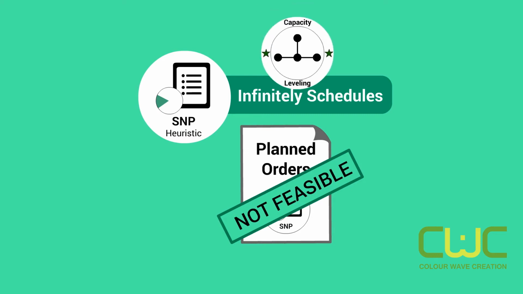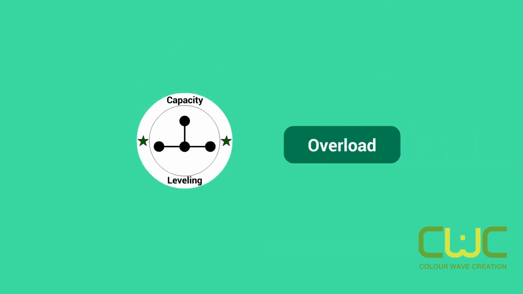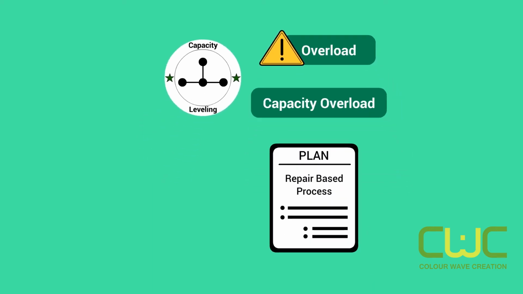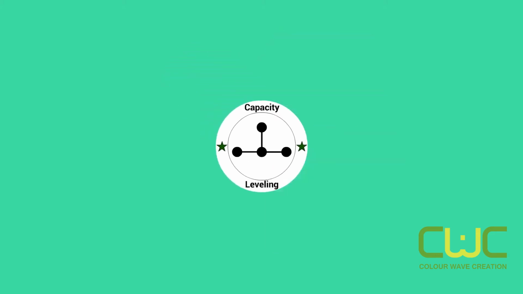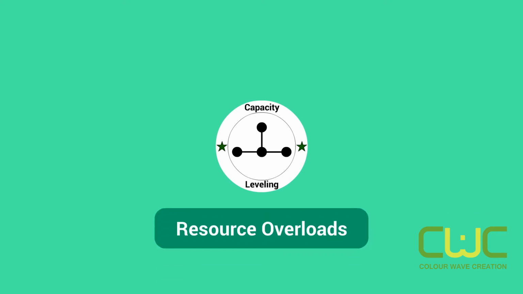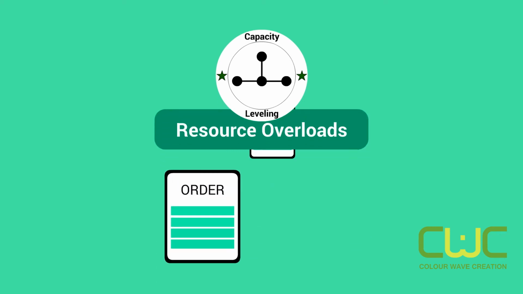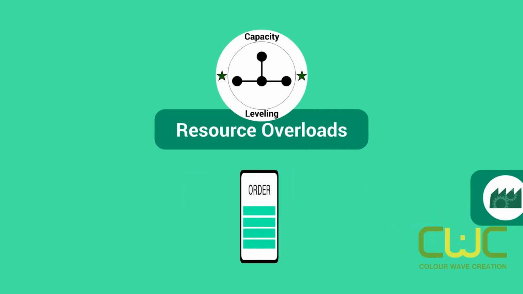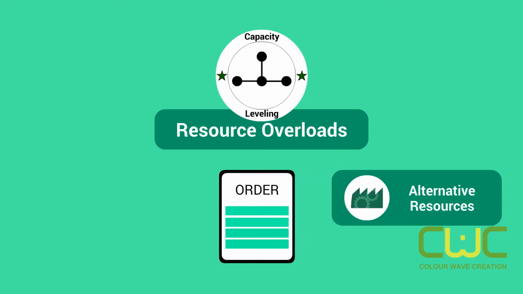The program capacity leveling is used to plug this gap and level the capacity. In case of an overload, it also generates an alert, and if there is a capacity overload while planning, then they can be reduced as part of a repair-based planning process with the help of capacity leveling. You can use SNP capacity leveling to clear resource overloads by moving orders or partial order quantities into previous or subsequent periods. Moreover, you can transfer orders to alternative resources during the same period.